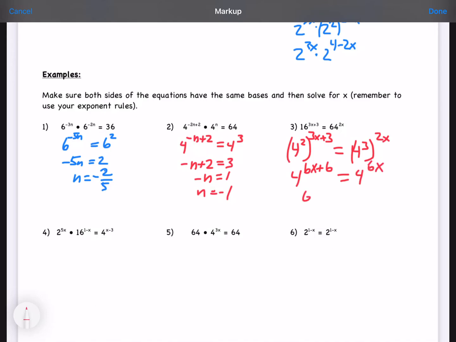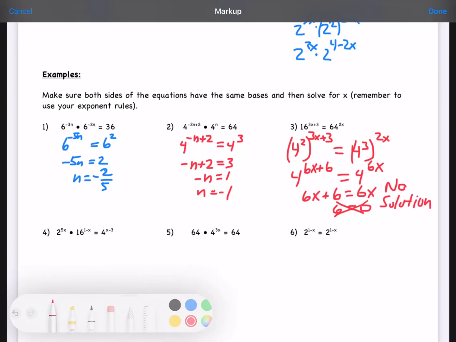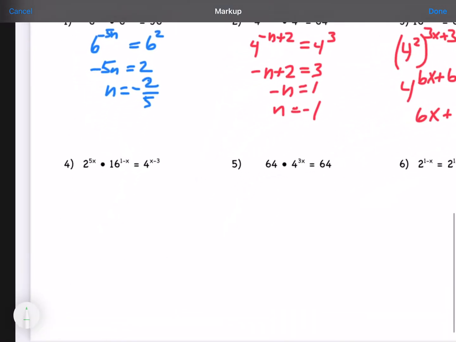And then we can set them equal to each other. 6x plus 6 equals 6x. We subtract 6x from both sides, we end up with 0 equals 6. Well, that's a false statement, so we would have no solution. No solution for that one.